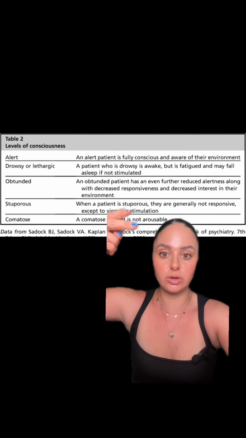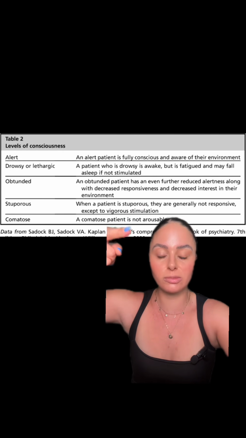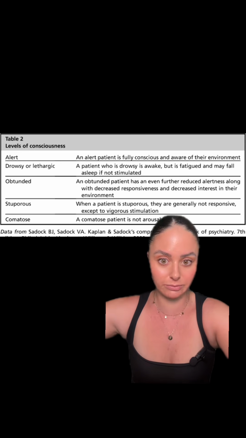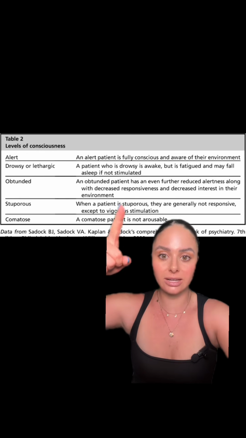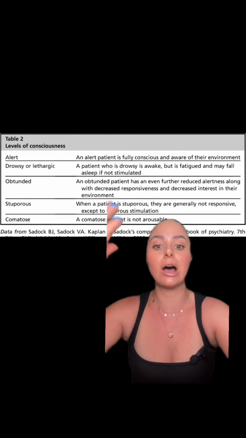I see a lot of people confuse stuporous and comatose. In order to be comatose, you cannot respond to any sort of stimuli. Stuporous, you're still responding to stimuli, but it is vigorous, it's constant. Obtunded, yes, you do need stimuli to arouse, but not as much as stuporous.